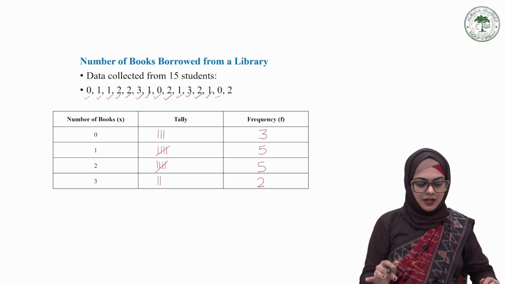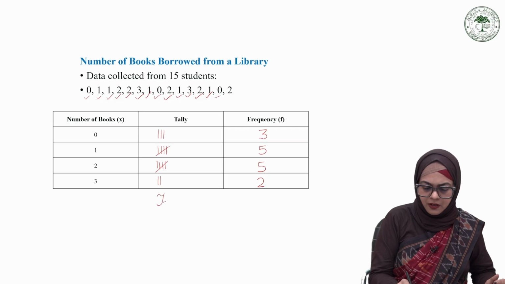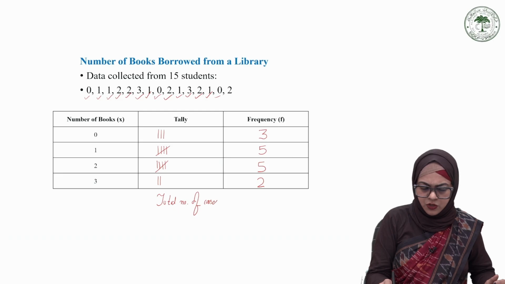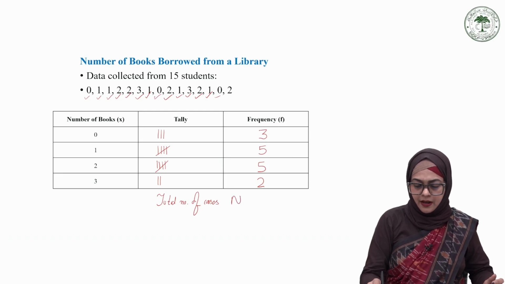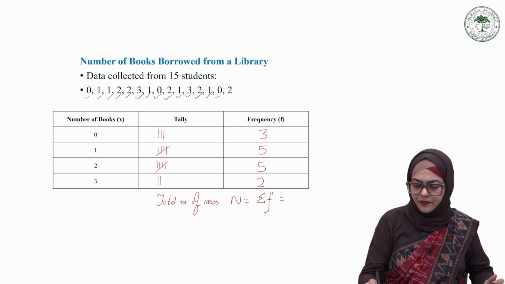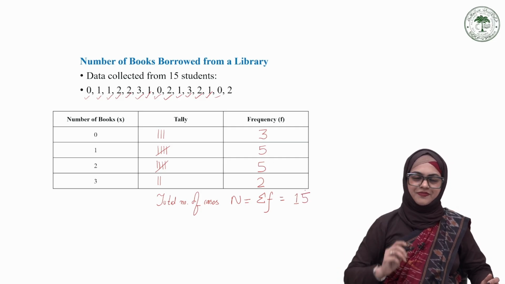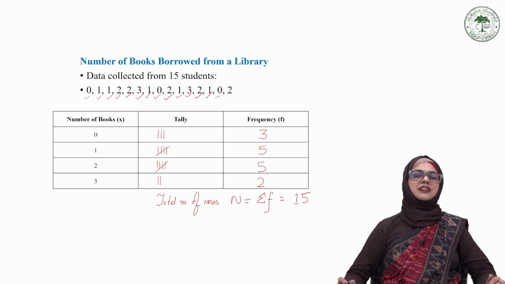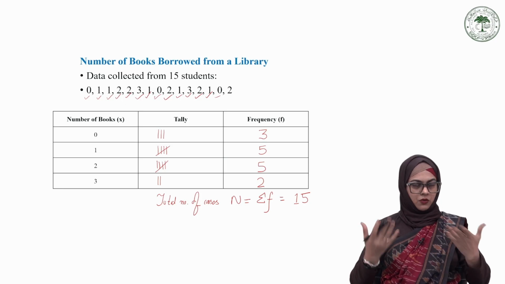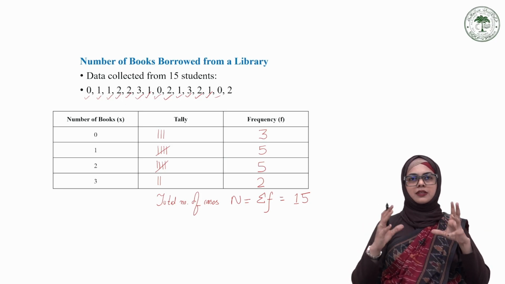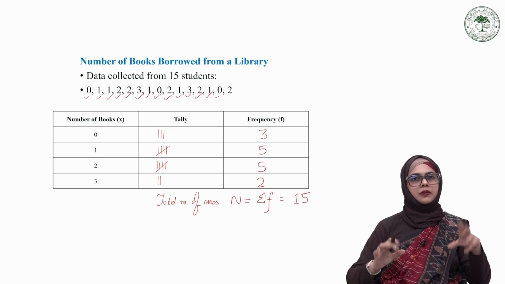Now having written that, you can note the total number of cases. The total number of cases, which is also denoted by n, will be the sigma, that is the summation of f, the frequency. So if you count this, 5 plus 5, 10, plus 3, 13, plus 2. So what do you get? 15, right? So this is the data collected from 15 students. This is how you can do it right now and calculate the tally with any discrete data that is available.